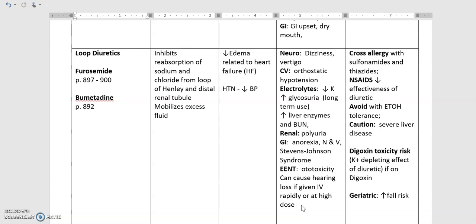For individuals who are older, they have an increased fall risk for several reasons. One, because of the dizziness and orthostatic hypotension, and two, because of the polyuria: if they take their loop diuretic too late in the day, they tend to have nocturia, and trying to get up at night and get to the bathroom in a hurry puts them at a higher risk for falling.